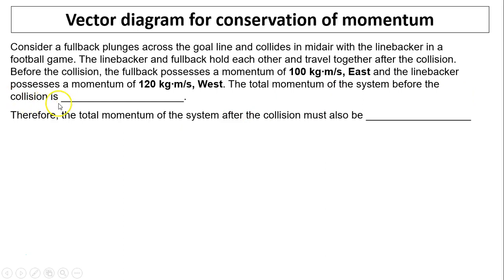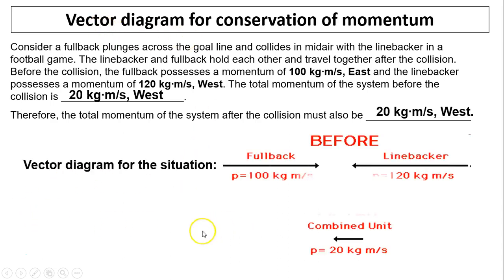So the total momentum before the collision is you simply add these together. If east is positive, west has to be negative. So the answer is 20 kilograms times meter per second west. That's the total momentum before the collision. Therefore, the total momentum after the collision must be the same because momentum is conserved. This is an isolated system because they are colliding in mid-air and friction can be ignored. To show a vector diagram, this is what you're going to show.